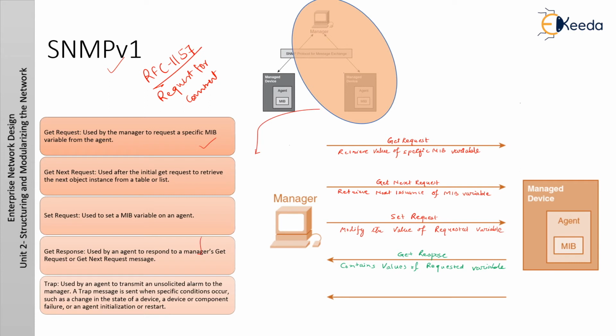Finally, trap is used by an agent to transmit an unsolicited alarm to the manager. A trap message is sent when a specific condition occurs, such as a change in the state of a device, a device or component failure, or an agent initialization or restart. So this is how SNMP works.